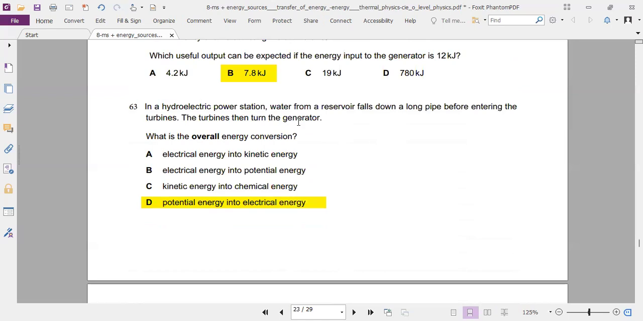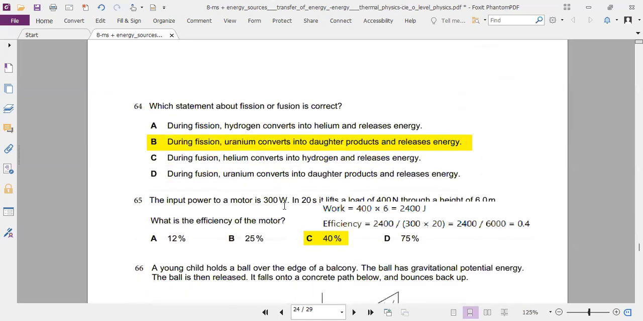Potential energy into kinetic energy because of the overall energy conversion. In a hydroelectric dam, the original energy was height, due to height potential, and the final energy is electricity. Fission or fusion. During fission, the only statement that is correct from these four is that uranium converts into a daughter product and releases energy. All others are wrong.